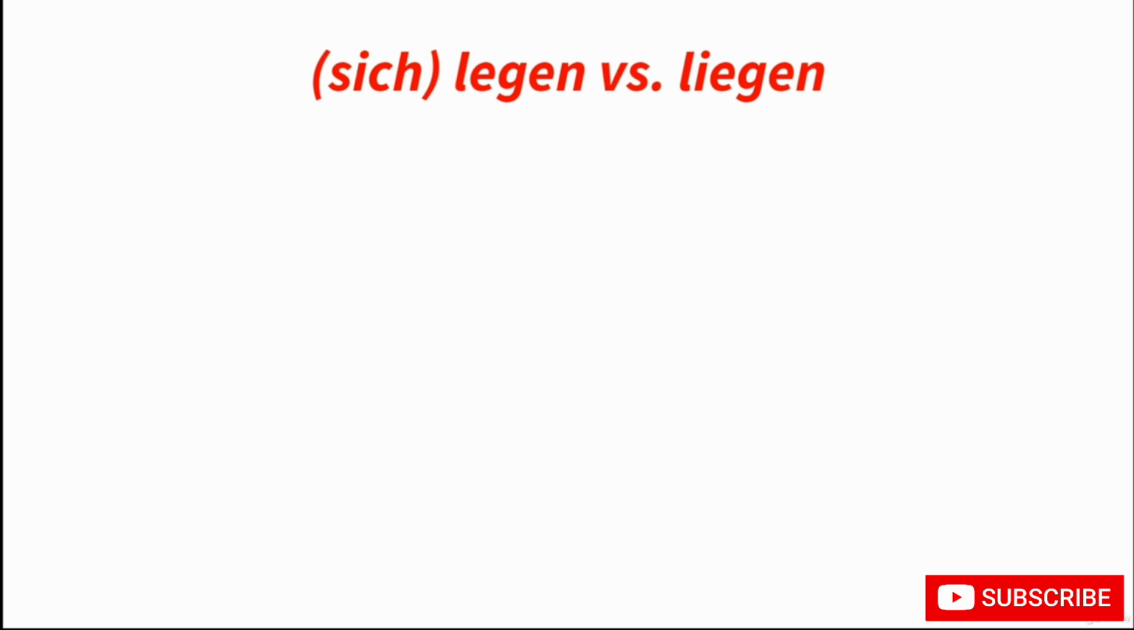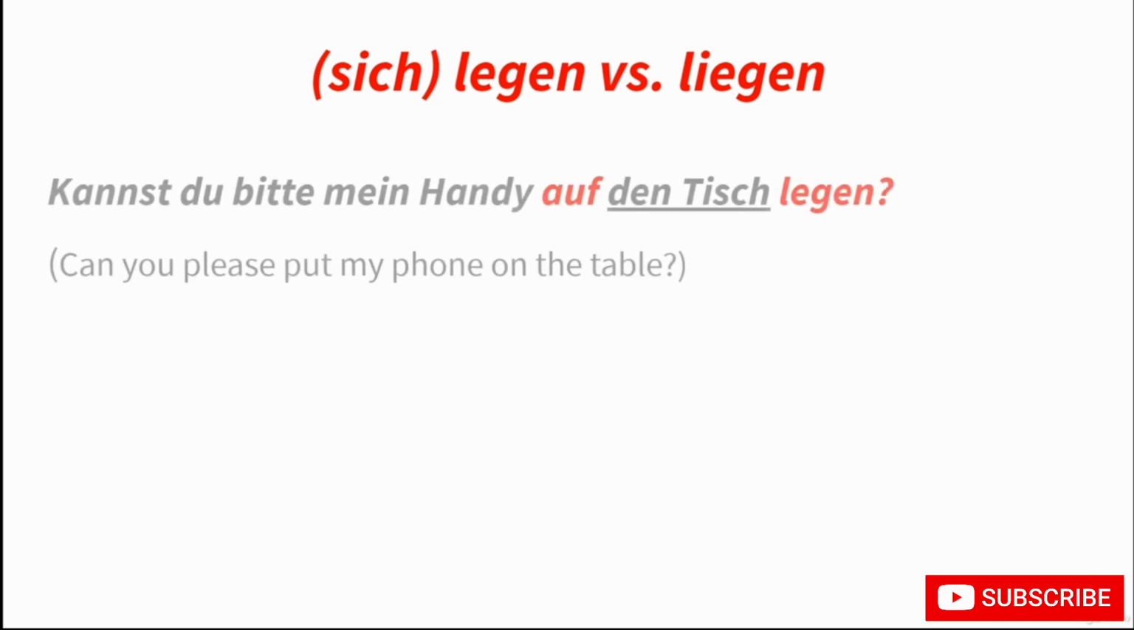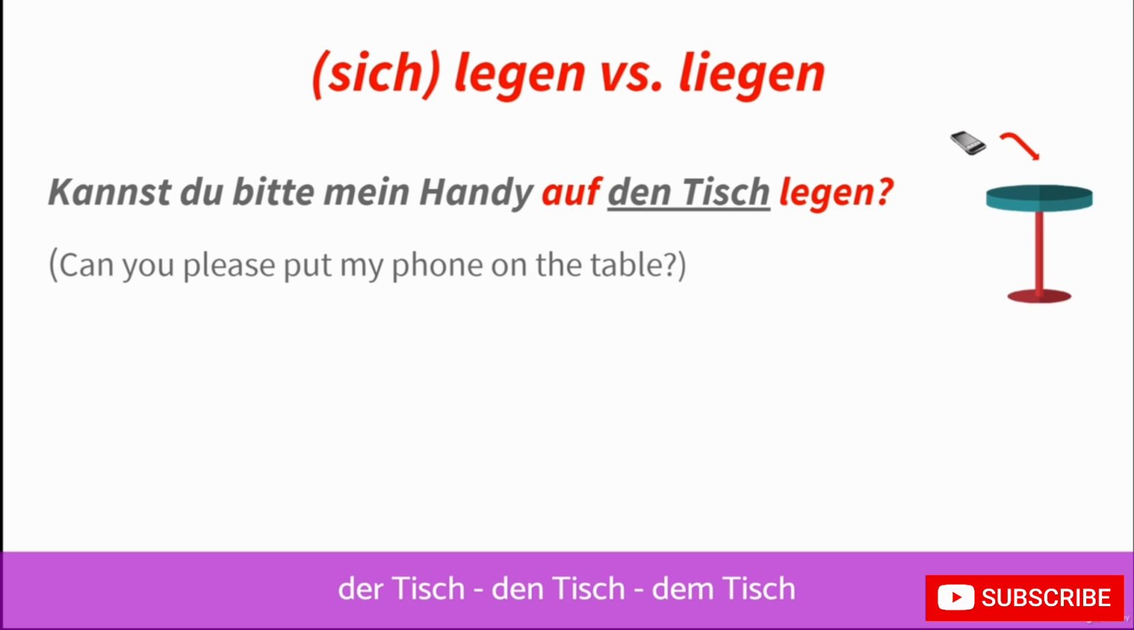Let's do another. Kannst du bitte mein Handy auf den Tisch legen? Can you please put my phone on the table? A phone is also a non-dimensional object, that's why legen is used for this object, and we are putting the phone here. That's why not sich legen, but mein Handy. That's why our object here is mein Handy, not myself.